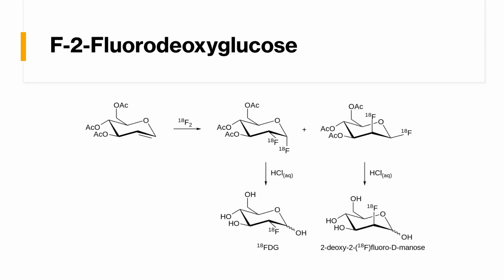In 1976, Sokolov, Wolf, and Fowler synthesized fluoro-2-deoxy-D-glucose, which is also known as FDG. This molecule replaces the hydroxy group beta to the oxygen with a fluorine 18 isotope, which is a radioactive isotope. Because fluorine 18 is a radioactive isotope, it allows for the detection of this molecule using a process called positron emission tomography, which is also known as a PET scan.